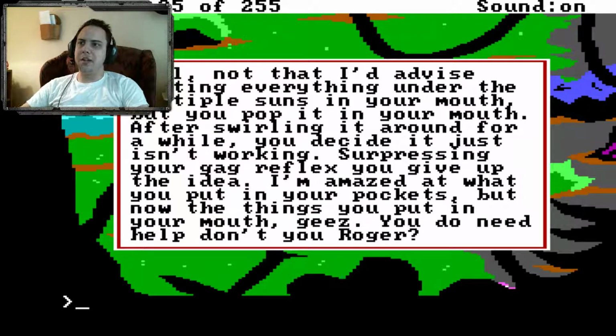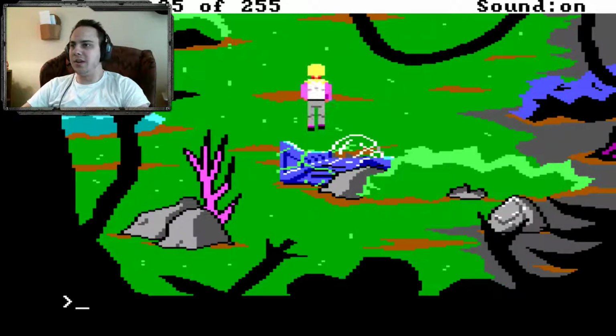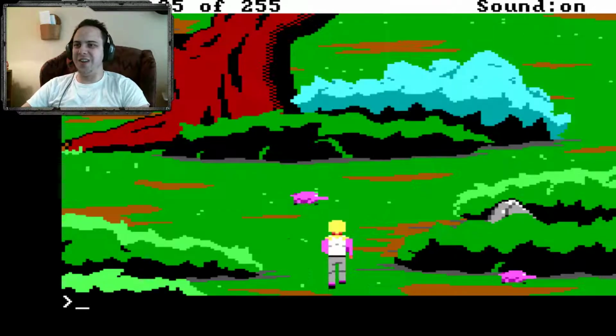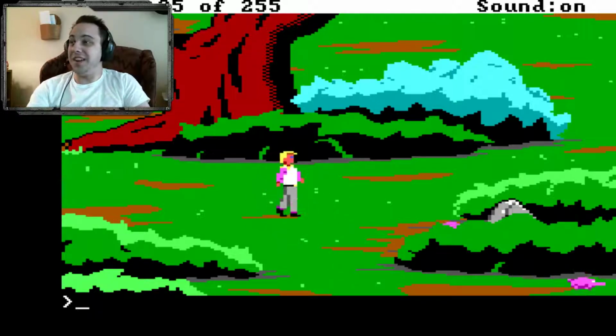Well, not that I'd advise putting everything under the multiple suns in your mouth, but you pop it in your mouth. After swirling it around for a while, you decide it just isn't working. Suppressing your gag reflex, you give up the idea. I'm amazed at what you put in your pockets, but now the things you put in your mouth, geez, you do need help, don't you, Roger?